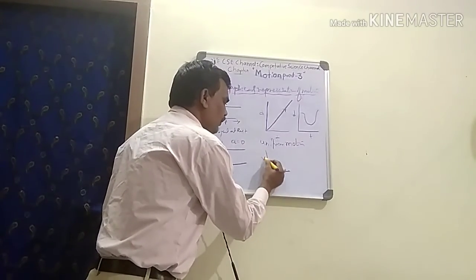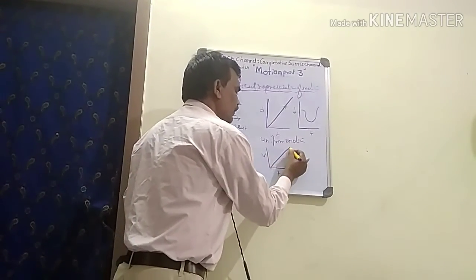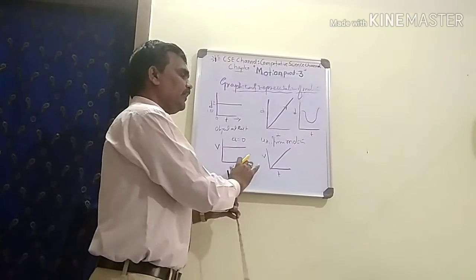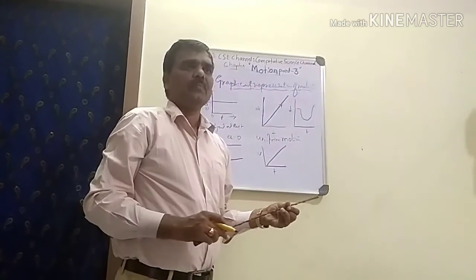Then here the graph V and T, this is called uniform acceleration. Like this, many graphical representations will come.